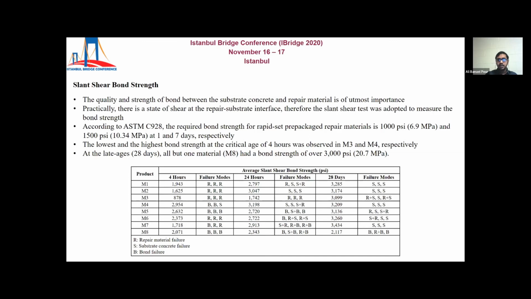The bond strength is between 6.9 megapascal and [unclear] after the first day, and is above 10.34 megapascal at 7 days. The lowest and highest bond strength at the critical age of 4 hours was observed in M3 and M4 respectively. At 28 days, all materials had a bond strength over 20.7 megapascal except M8.